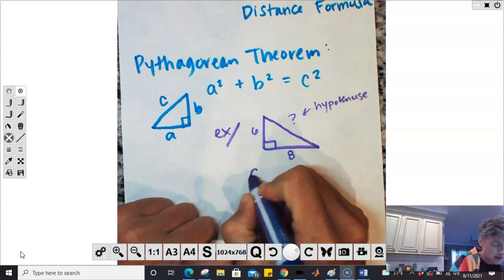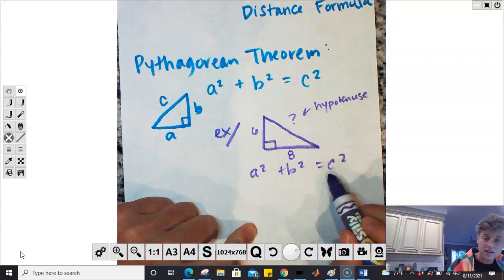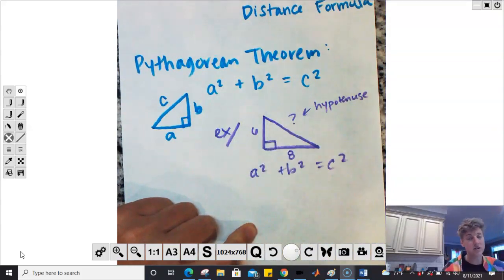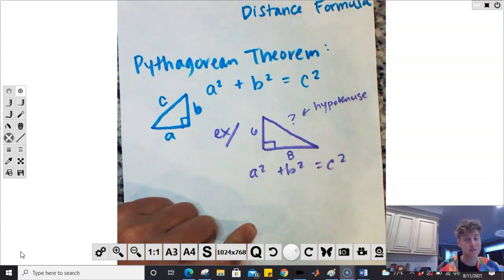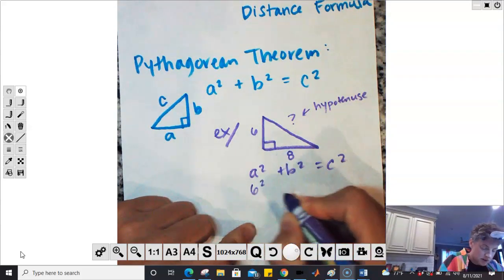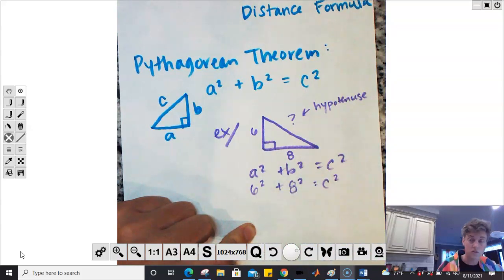So we'll do a squared plus b squared is equal to c squared. That's the side that we don't know. Again, A and B are interchangeable. A could be 6, B could be 6. It doesn't matter. It's going to work out the same either way. So I'm going to do 6 squared here plus 8 squared is going to equal c squared.